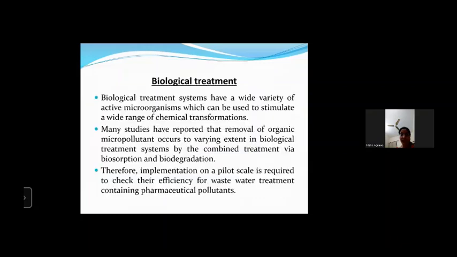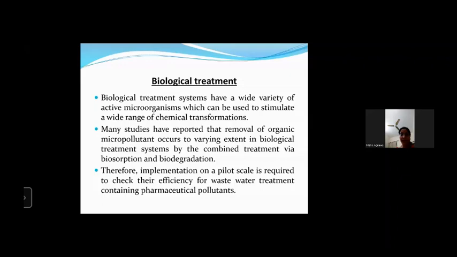Now we come to biological treatment. As the name suggests, biological treatment systems have a variety of active microorganisms that can be used to stimulate a wide range of chemical transformations. Many studies have reported that the removal of organic micropollutants occurs to a varying extent in biological treatment systems when we combine these systems with biosorption and biodegradation.